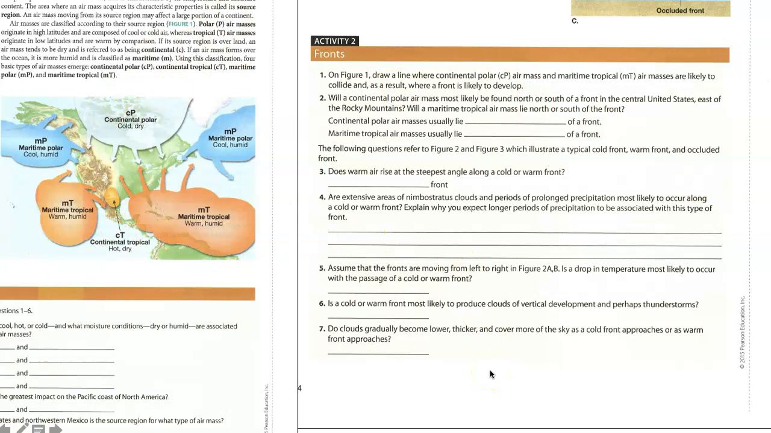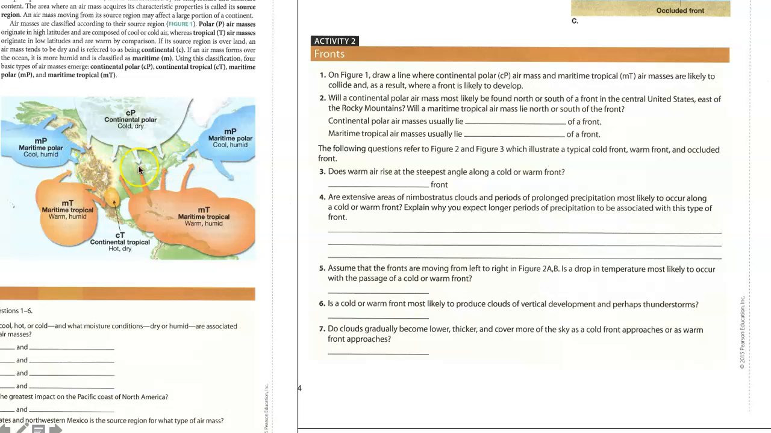The first question says, on figure 1, draw a line where the continental polar air mass, so that's this one, and maritime tropical air masses, that's these right here, are likely to collide, and as a result, where a front is likely to develop. Remember, a front is where 2 air masses meet. And so even though these 2 air masses meet here, they're separated by these mountains. So the mountains are going to complicate things.